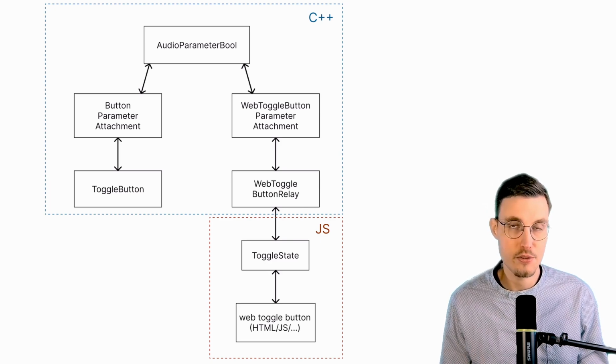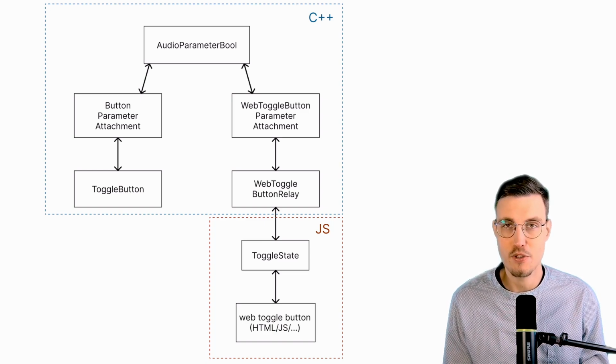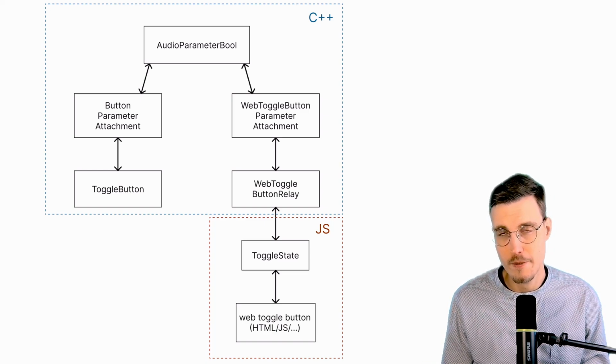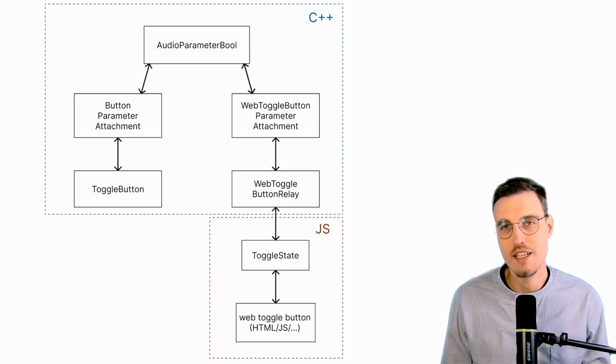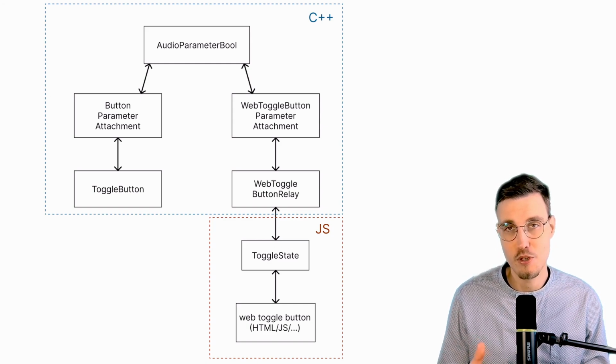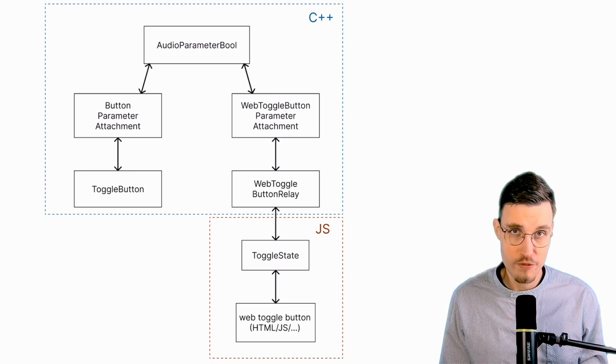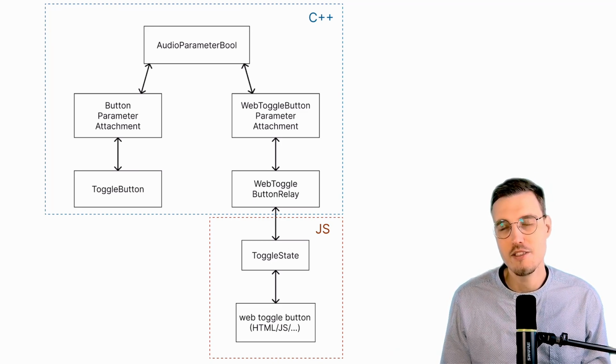So imagine the use case. You have your audio plugin and you want to have some parameter that controls your audio that can take a value of true or false. A typical example of such a parameter could be a bypass parameter. If bypass is on, then you want to abandon your processing. You just want to feed input through your plugin directly to the output. And if bypass is off, then you want to perform your plugin processing as usual.